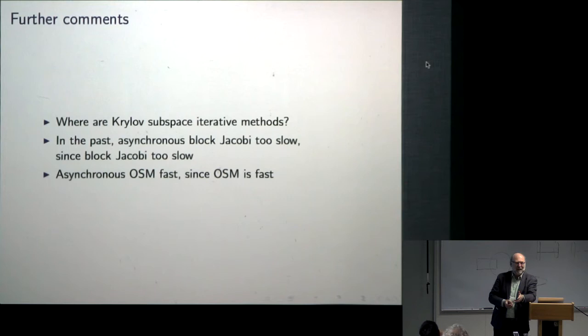Partly because people say, well, all you can do is block Jacobi, and we know block Jacobi is not that fast. So the difference now is that block Jacobi is not that fast, but block Jacobi with overlap with the optimal parameters is very fast. So I'm going to be slower, but I'm going to be slower at something that is very fast.